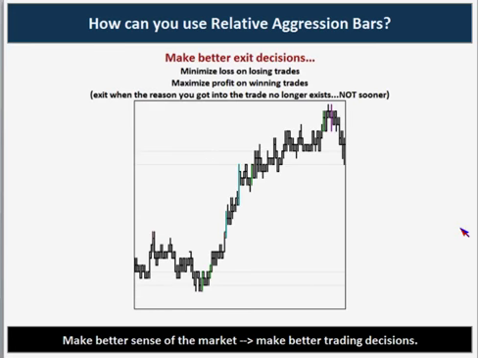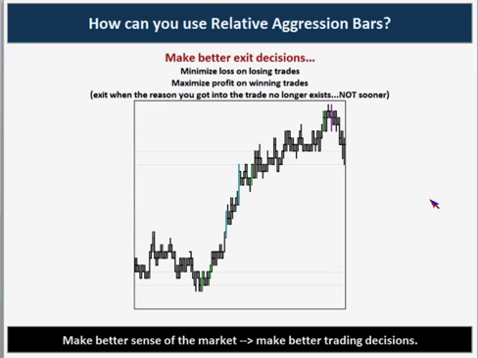Another way that you can use these relative aggression bars is to make better exit decisions. And this is kind of interesting. When Dave and I were designing this, we didn't really think about the exit side of things as much. Obviously we were very focused on entries, but this was kind of a hidden benefit that we didn't really plan for when we were coming up with the logic of this concept.